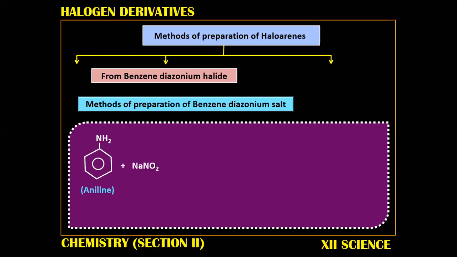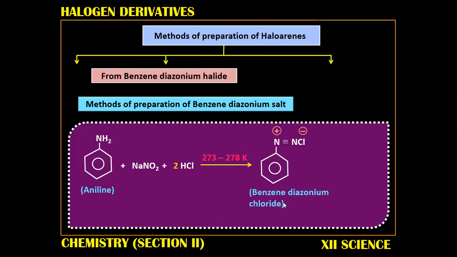Aniline, when reacted with NaNO2 and dilute HCl together, will produce nitrous acid. At 273 Kelvin or 0 degrees Celsius, it undergoes diazotization. We'll get benzene N2Cl. This is called benzene diazonium. Azo means nitrogen. As there are two nitrogens, it is called benzene diazonium chloride. Along with that, we'll get NaCl and H2O.